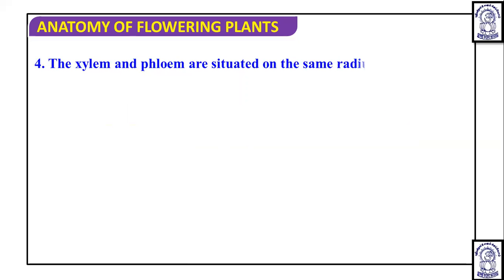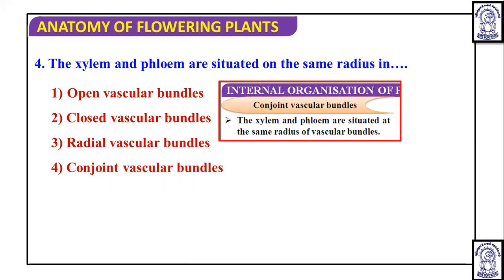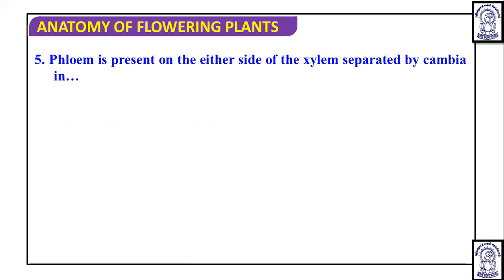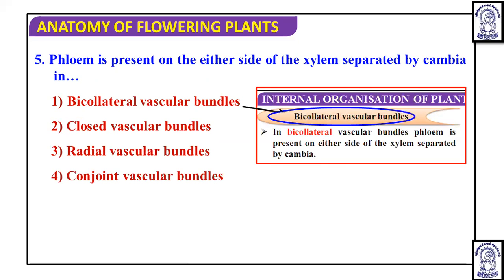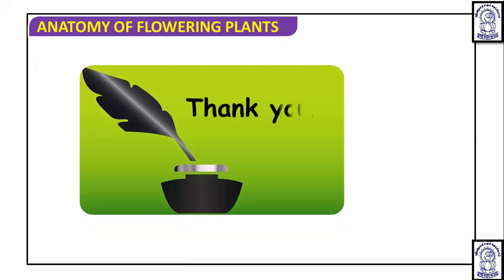The xylem and phloem are situated on the same radius in... It is actually on different radii in the radial condition, but it is on the same radius in the conjoint condition. So conjoint vascular bundle is going to be the correct answer. Phloem is present on either side of the xylem separated by cambium, then it is a bicollateral vascular bundle, obviously, as we have just discussed. Okay, dear students, so here all three types of tissue system, that is epidermal, ground, and vascular tissue system, are covered. Thank you.